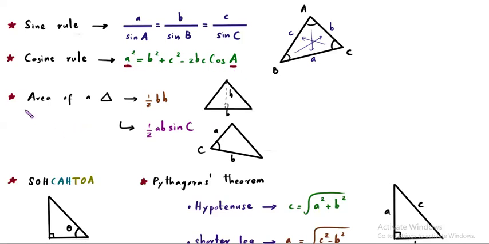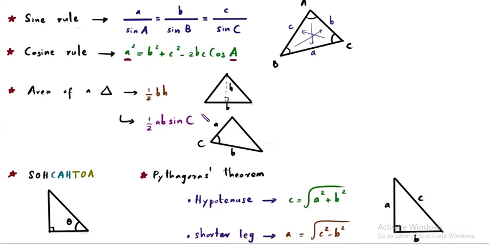Then the next one is the area of a triangle. To calculate the area of a triangle, we have two formulas. One is half times base times height. This is used when the perpendicular height is given to us. So this is that perpendicular height. When the perpendicular height is given to us, we will be using half times base times height. And the other formula is also used to calculate the area of a triangle.